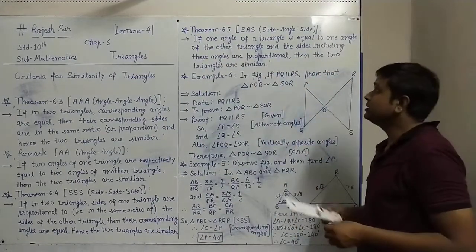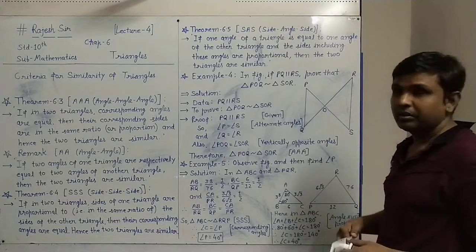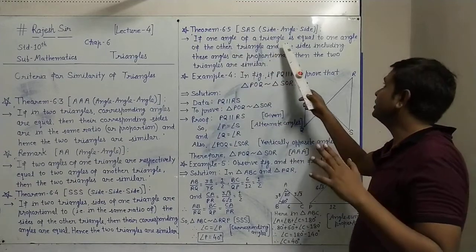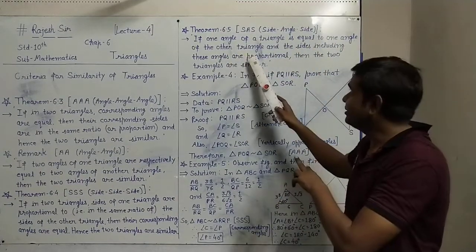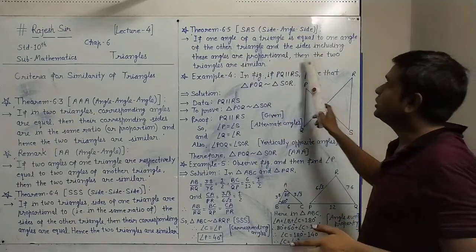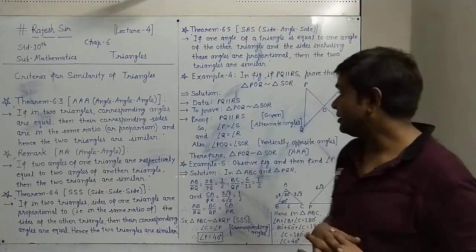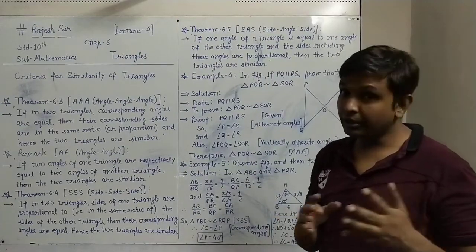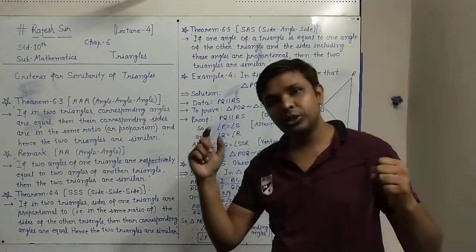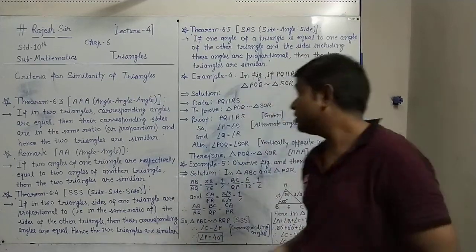Next, theorem 6.5 is SAS, which stands for side angle side. Here, if one angle of a triangle is equal to one angle of the other triangle, and the sides including these angles are proportional, then the two triangles are similar. Suppose you are given two triangles, triangle ABC and PQR. If you are showing only one angle of triangle ABC as, suppose, B, and of triangle PQR as Q, they are equal. In triangle ABC, angle B, and in triangle PQR, angle Q.